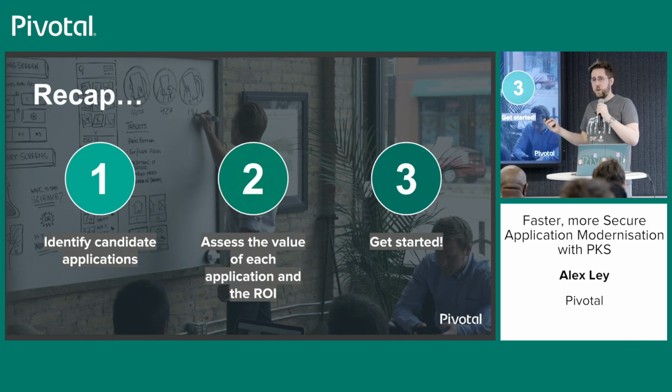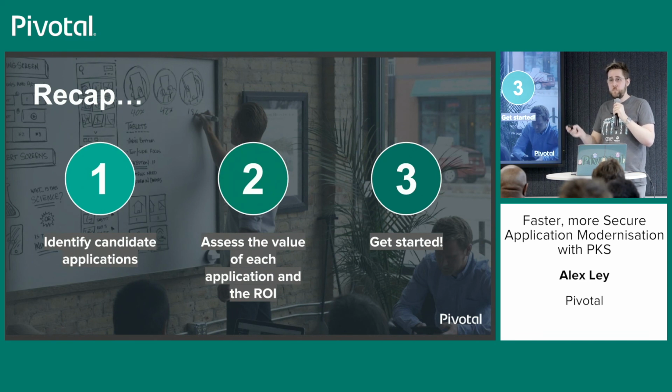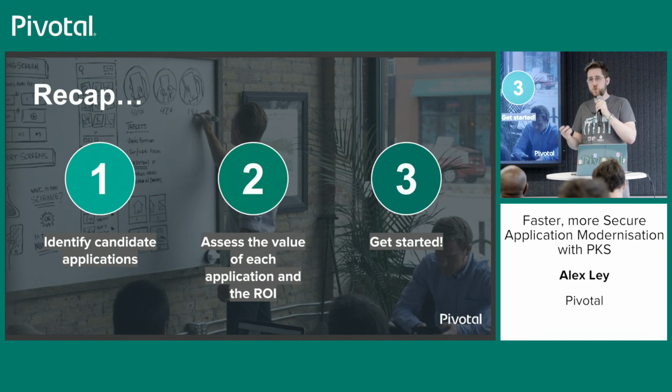You then take this list and do an ROI assessment. Look at some of the benefits you get from the platform, let's say PKS. If your main driver was to improve security and reduce costs, you can ask, for this application, how much would we save if we moved it over? And what would be the return on investment for doing this work? So you build your business case, and then you can get started.